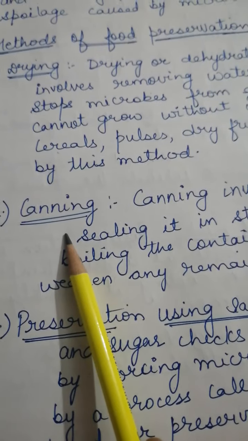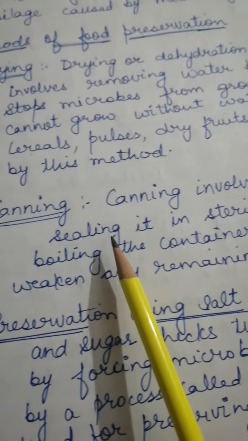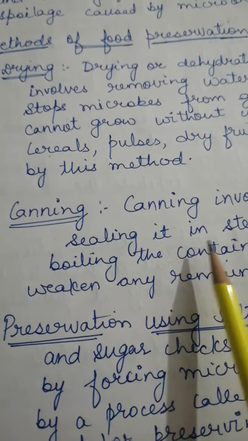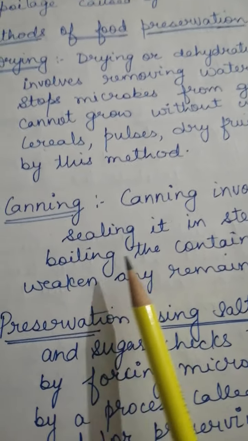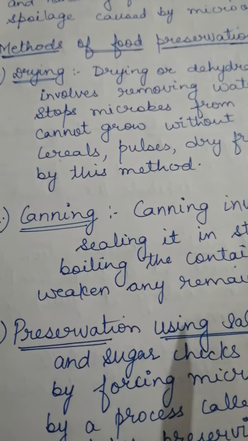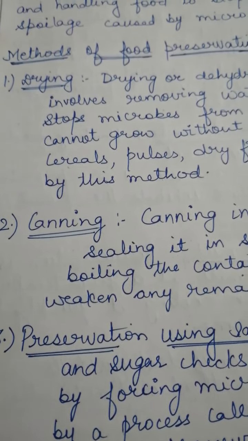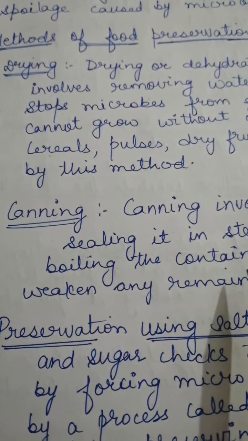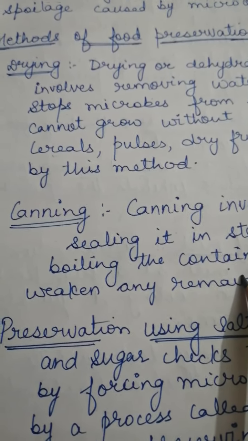Number 2 method is canning. Canning involves cooking the food. First of all, the food is cooked, then it is stored in sterile jars or cans, and then those containers are boiled so that the microbes are killed. You have seen a number of juices; they are stored in cans.